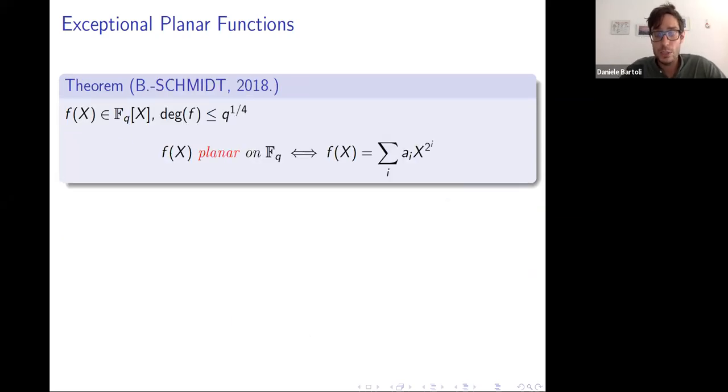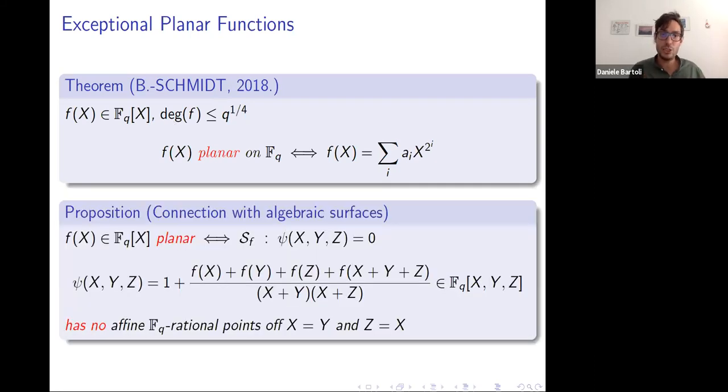And together with Caullery and Schmidt, we could actually prove the converse, clearly in the small degree regime, always smaller than the fourth root of q. This should remind you of the use of Hasse-Weil theorem or Hasse-Weil type bounds. So our main result was the following: f(x) is planar if and only if it is 2-linearized, clearly if the degree is small. And the idea was to attach to our function not a curve but a surface, so a variety defined by a polynomial in 3 variables, x, y, and z.